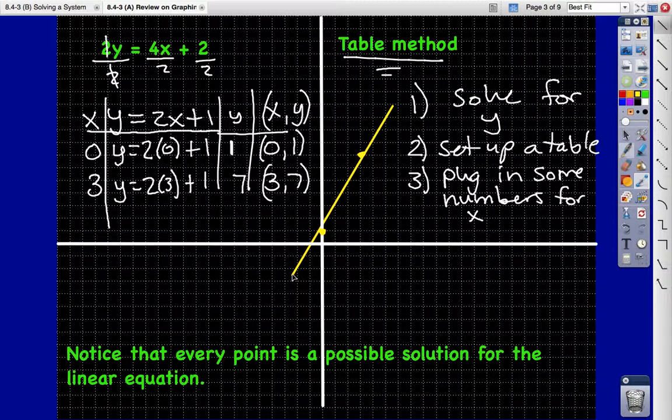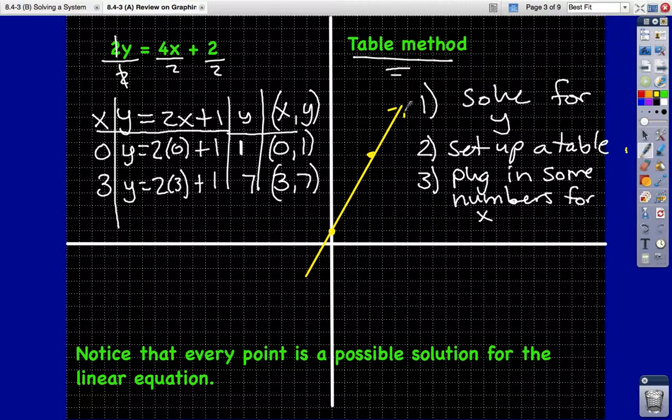Well, let's see if I can make this line a little straighter here. There we go. Okay, and remember this line is going to be extending forever in both directions. So I like to put a little arrow on the ends of it. And I want you to note that every point on this line has an x and a y number, even if it's a fraction, okay? And every point is a possible solution for this equation, or it's an x and a y number that makes this equation a true statement.